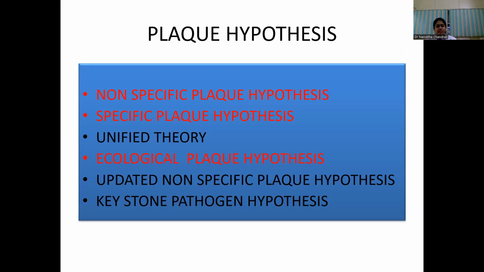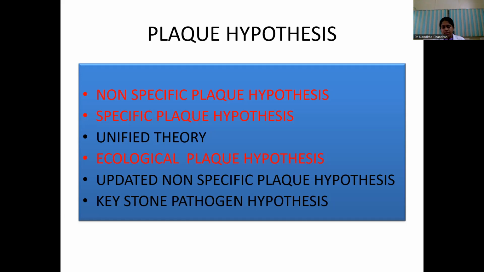The last portion of this topic is on plaque hypotheses, or the concepts behind the formation of dental plaque. Initially, the first thought was the non-specific plaque hypothesis, which stated that all bacteria are equally pathogenic. So the disease process develops when the immunity of the host decreases and more plaque accumulation happens. There is no specific bacteria responsible for formation of disease. All are equally pathogenic. So once the immunity weakens, it can cause disease.